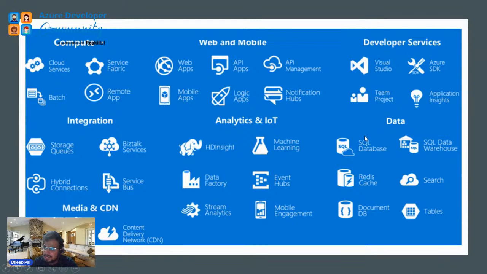So these are some of the PaaS services: Azure hosted SQL database, Redis cache, DocumentDB, analytics and IoT. If you're dealing with web APIs and they are hosted, that is generally a PaaS service. Storage queues and so on.